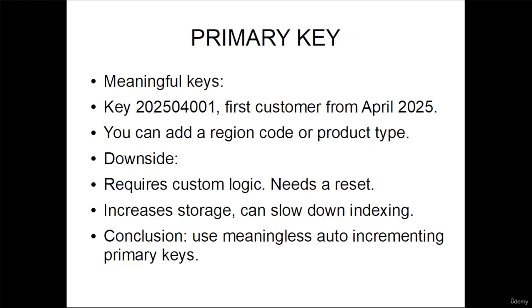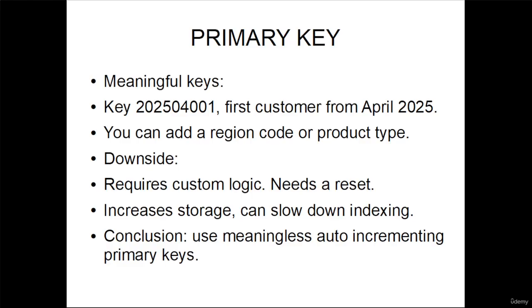If you do not reset the counter, you risk running out of numbers. A key like 2025040001 is larger than a simple integer. This increases storage and can slow down indexing and joins. Embedding the year and month in the key assumes your business logic will not change. If you later decide to group customers by quarter or region instead, you are stuck with a key format that is hard to modify without migrating all existing data.